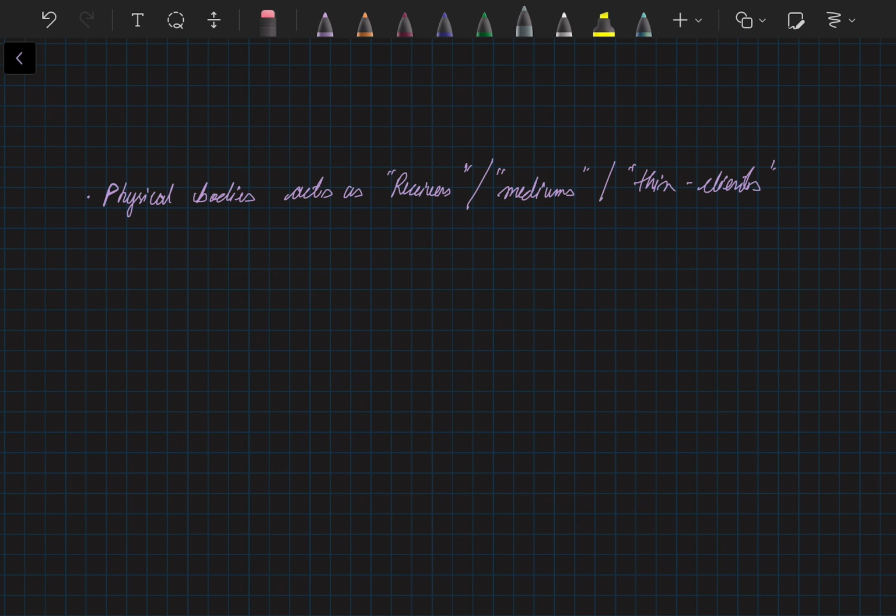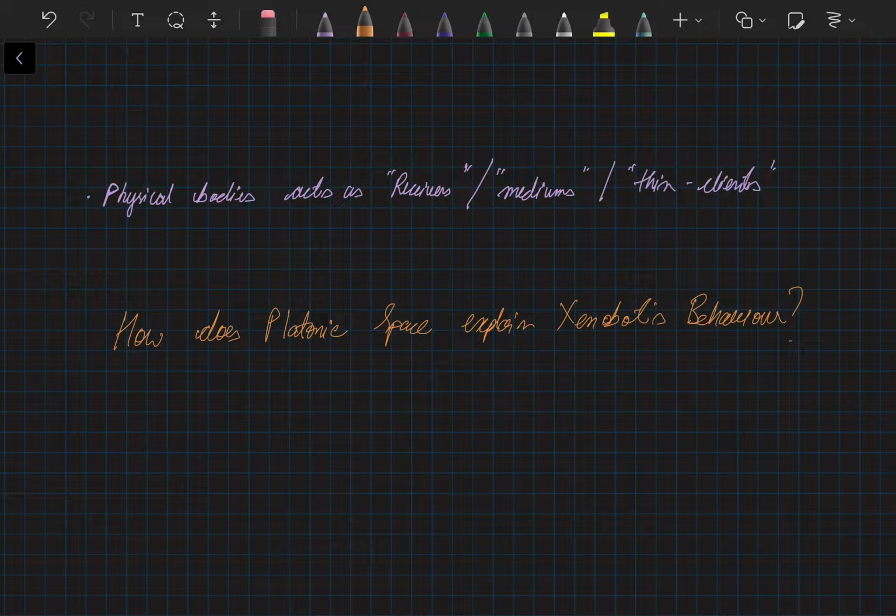So now, since we have discovered all the concepts, let's tie it all back to the xenobot's behavior. Specifically, we are trying to answer, how does Platonic space explain xenobot's behavior? So this is how you can explain it.